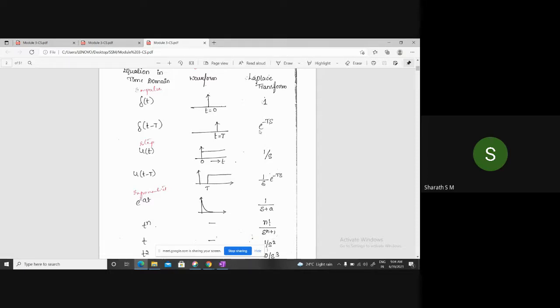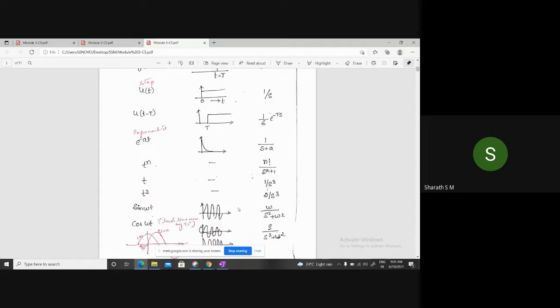We don't have any derivation for this. And then the unit step function, as you know, starts from 0 to infinity. The Laplace of unit step is 1 over s. In the same way, for a shifted unit step that starts from T to infinity, the Laplace transform is 1 over s into e power minus Ts. For the exponential e power minus at, the Laplace is 1 over s plus a. And for t power n, the Laplace is n factorial divided by s power n plus 1.